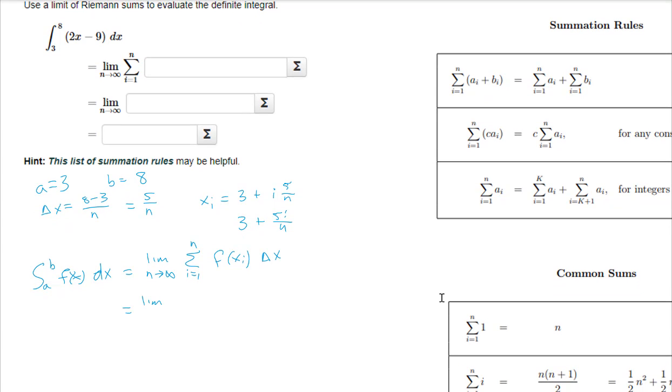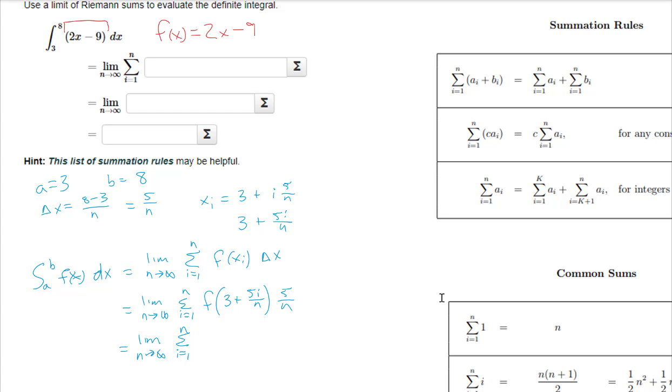And in this case, we are going to just substitute in. So our x sub i is 3 plus 5i over n, and our delta x, of course, is 5 over n. And that is exactly what we need to plug into our function. So our function is given to us, that 2x minus 9 integrand. That's our function right there.